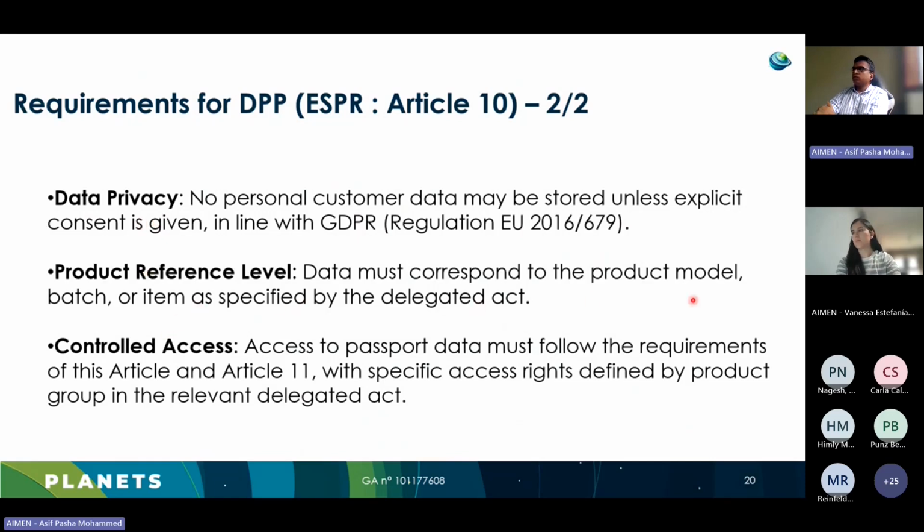The data must correspond to the product model, batch, and item, as specified in the delegated act. Controlled access. So the passport data must follow the requirements of Article 11, with specific access rights defined by the product group in the relevant act.